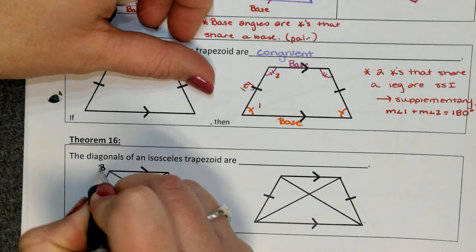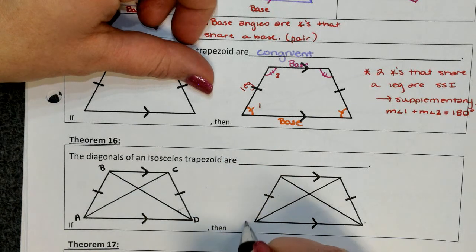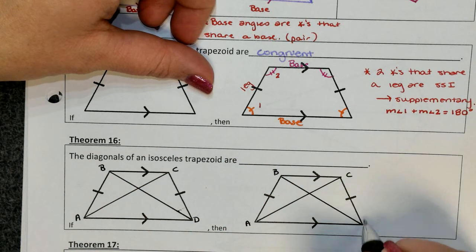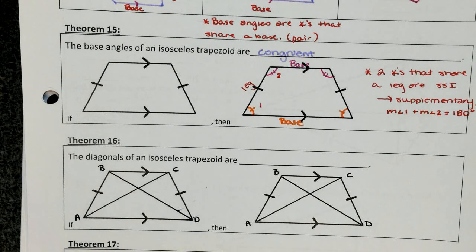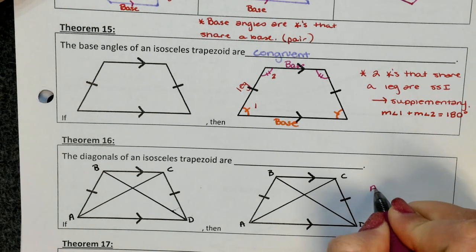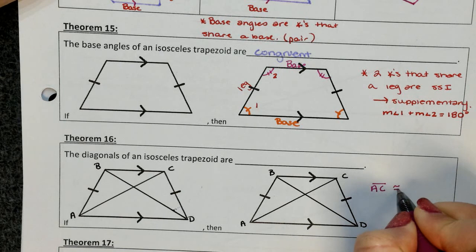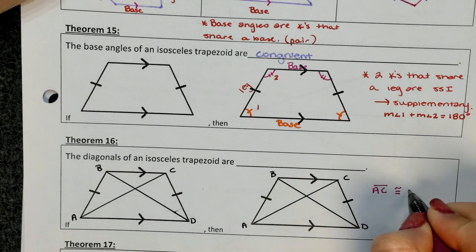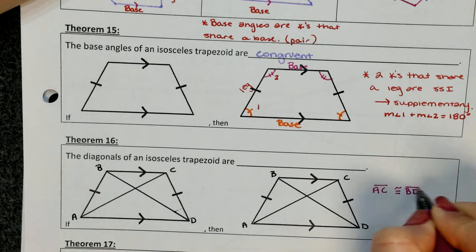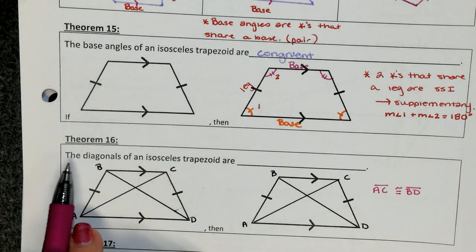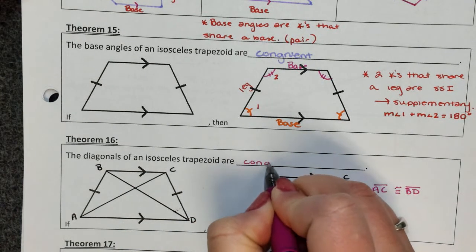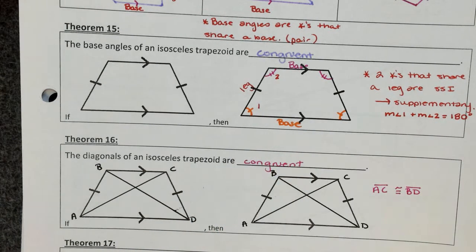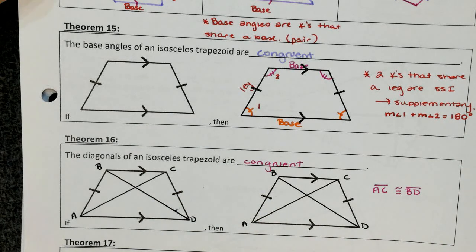I'm going to put some labels on this isosceles trapezoid. So if we have this labeled, then what we can state is that segment AC is congruent to segment BD, because this theorem says that the diagonals of an isosceles trapezoid are congruent. So the two diagonals are congruent.